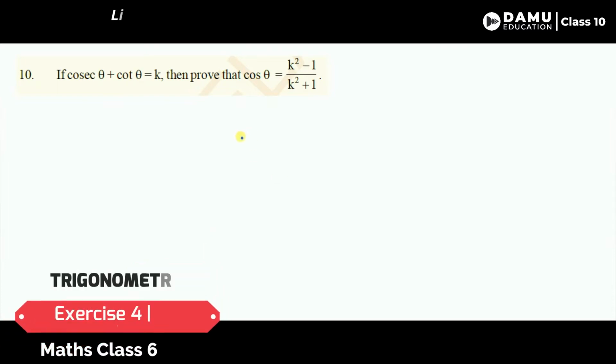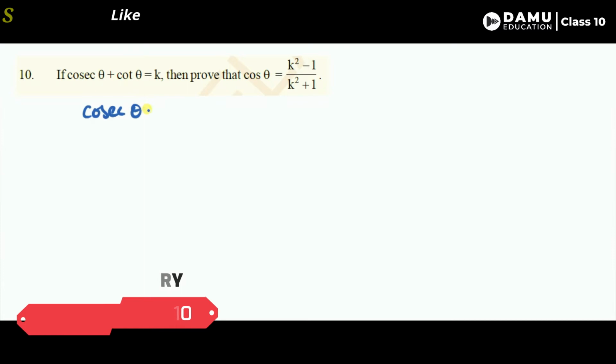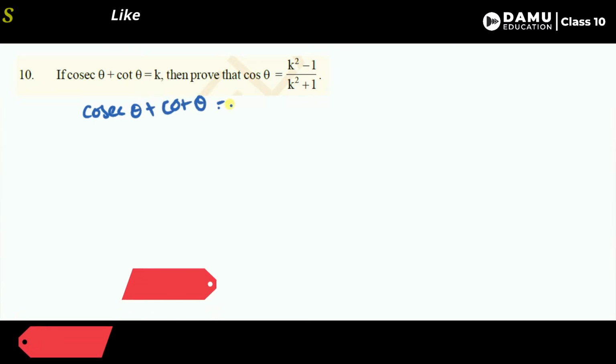So in this session, we are going to discuss our 10th one. If cosecant theta plus cotangent theta is equal to k, then prove that cos theta will be equal to k square minus 1 by k square plus 1. So first, what are they given? Write it down. Cosecant theta plus cot theta is equal to k.